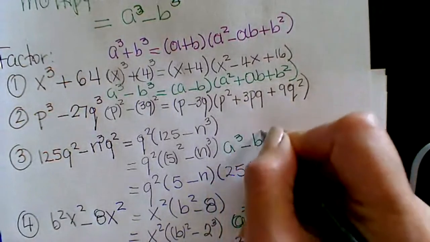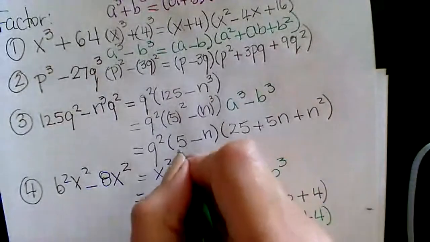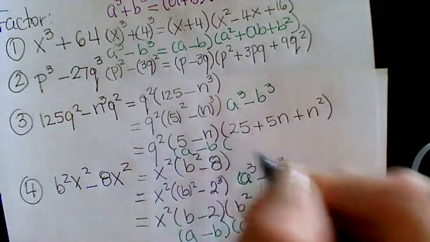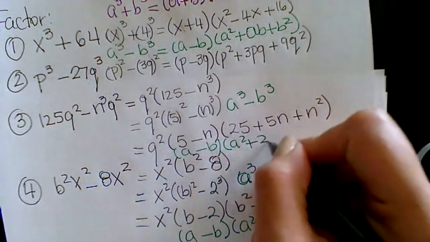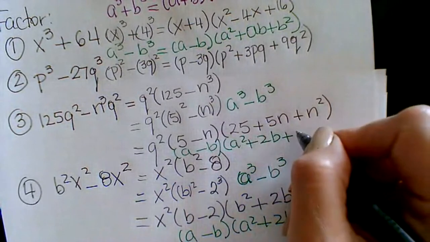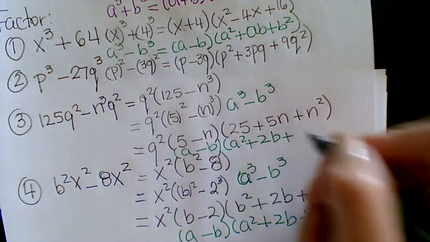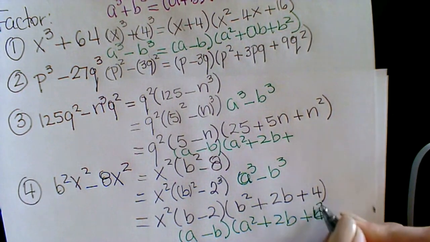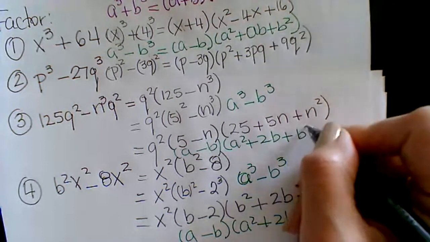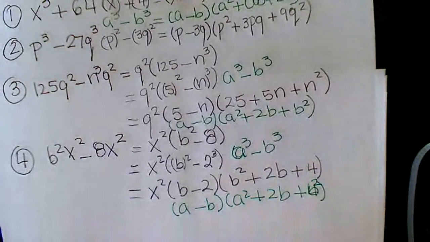A, and we did a minus b and a squared plus ab plus, not plus 4, it's plus b squared. All right?